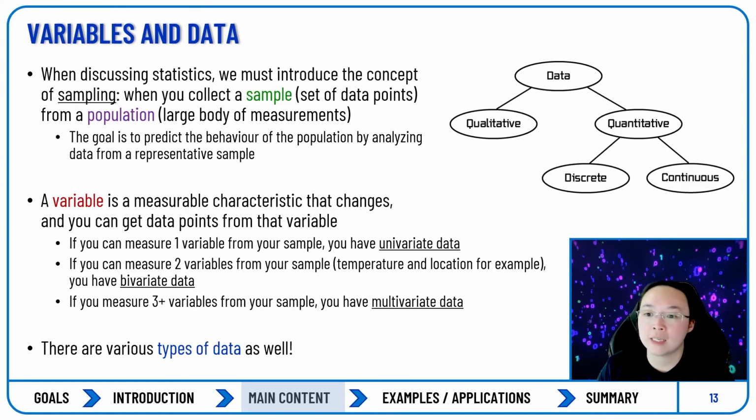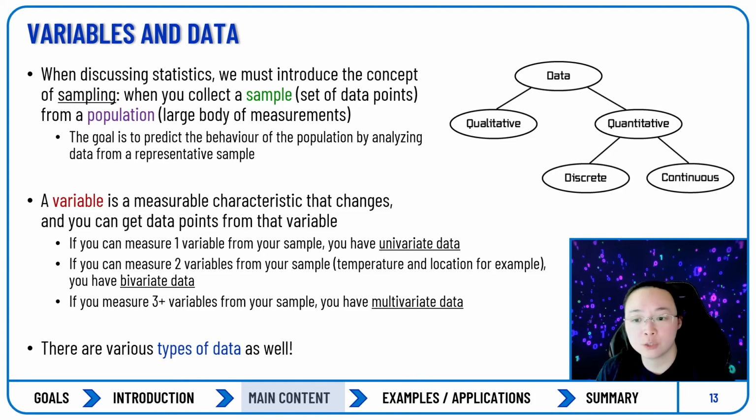Now, a variable is a measurable characteristic that changes, and you can get data points from that variable based on something that you're changing. So if you can measure one variable from your sample, you have univariate data. If you can measure two variables from your sample, such as temperature and location, then you have bivariate data. If you can measure multiple different variables from your sample, 3 or more, then you have multivariate data. So this is something that we will be discussing as we proceed through descriptive statistics in future chapters.